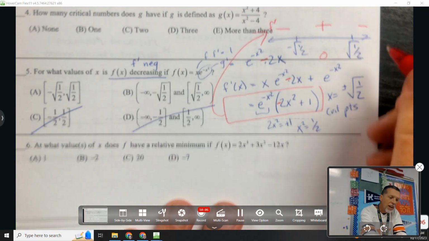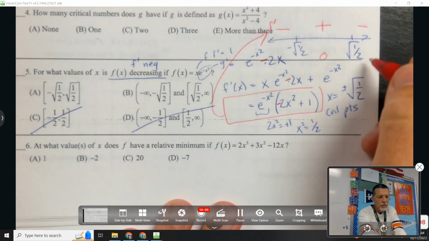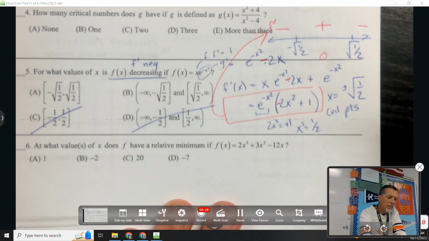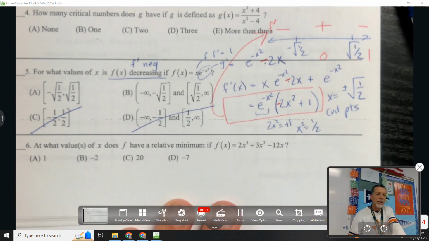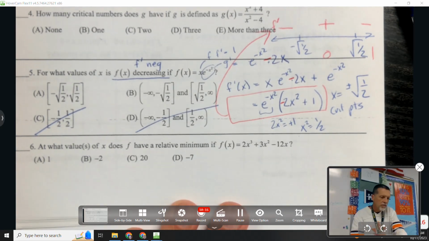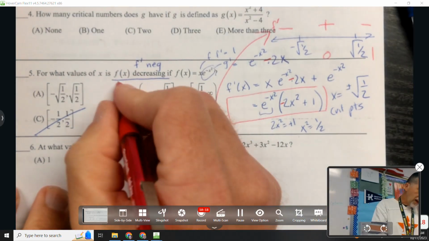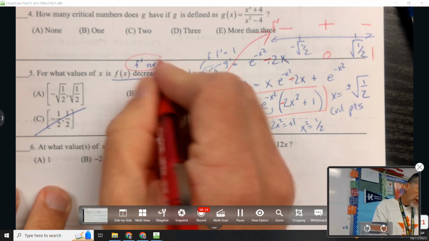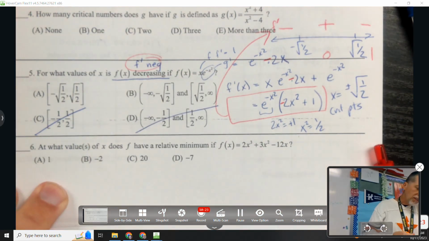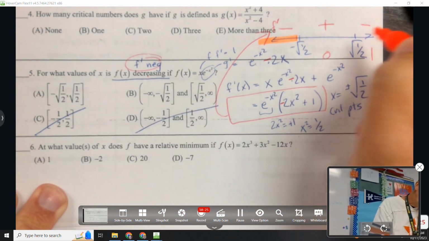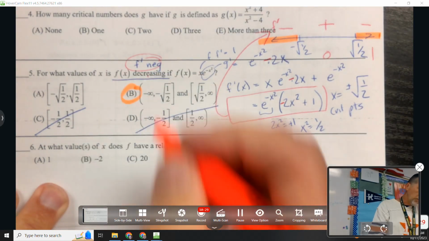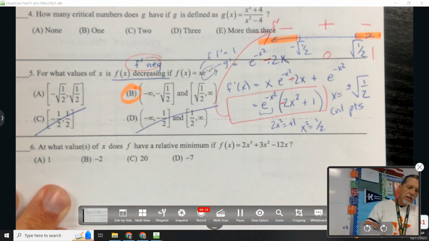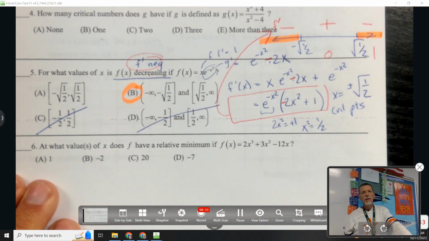If I wanted to check, again, I don't know what the square root of 1/2 is, but I'm pretty sure it's less than 1. So I could check 1 and I'd get a negative number. So what was the point of all this? F is decreasing when f prime is negative. That happens here and here. So that matches up with answer choice B. A lot going on in that problem.